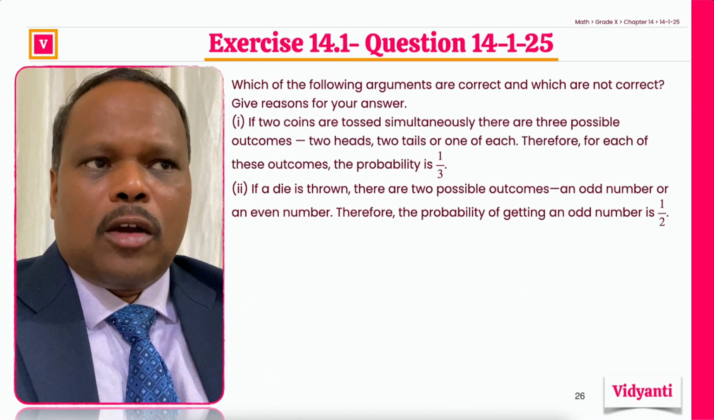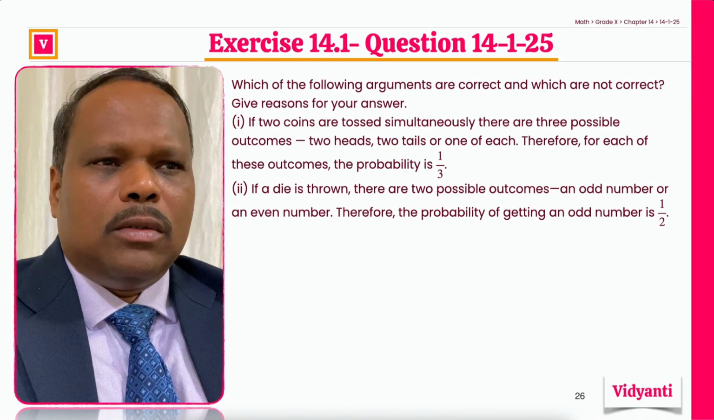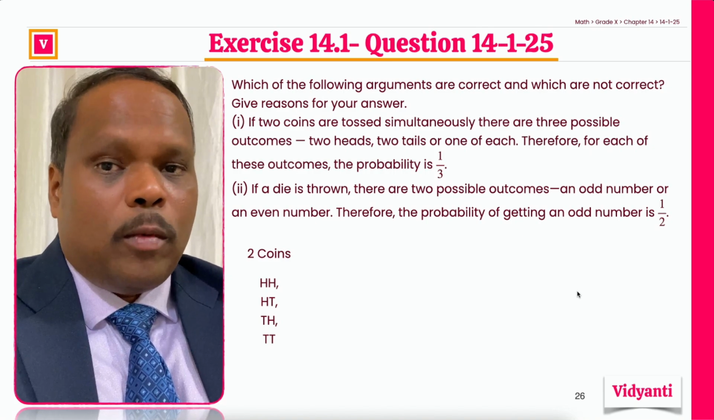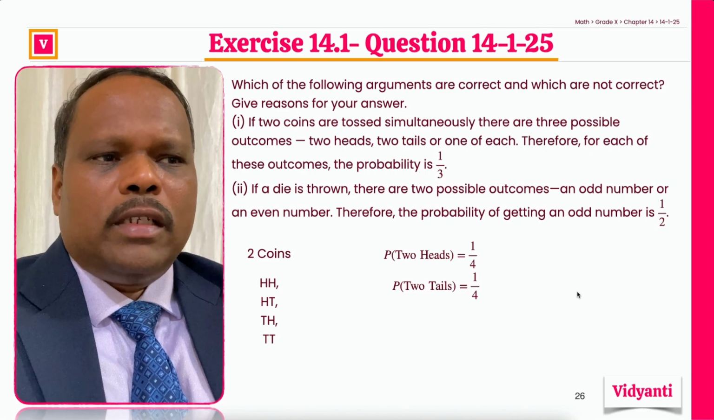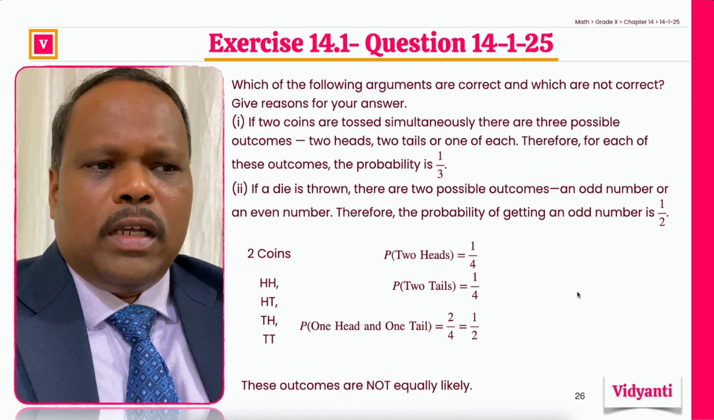Which of the following arguments are correct? If two coins are tossed, there are three possible outcomes: two heads, two tails, one of each. If two coins are tossed, then there are four possibilities. Two heads is 1 by 4, two tails is 1 out of 4, and one head, one tail is 2 out of 4. So these are not equally likely.